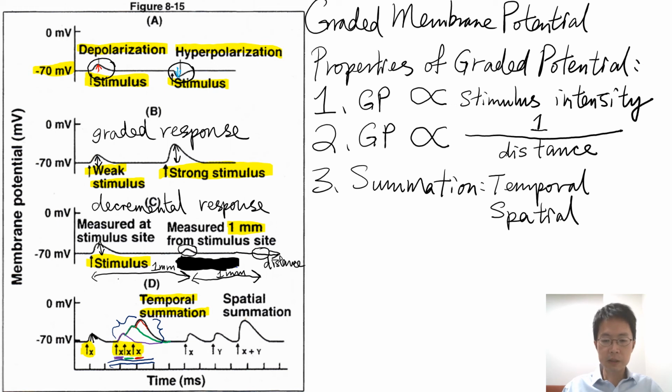Temporal means time. What do I mean by time? It is the stimulus interval. The interval between the stimuli is very short. Because of the short time between the stimuli, the graded potentials can build on each other. This is what we call temporal summation.